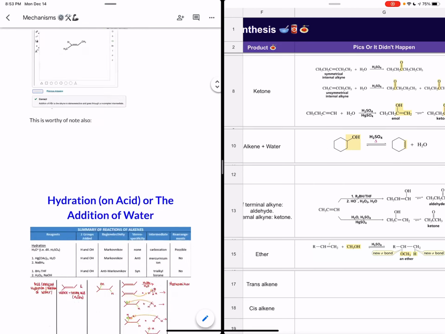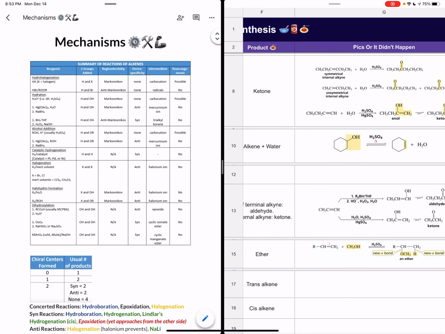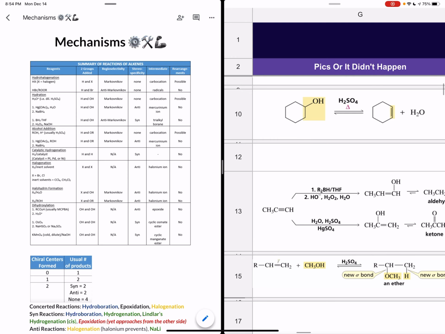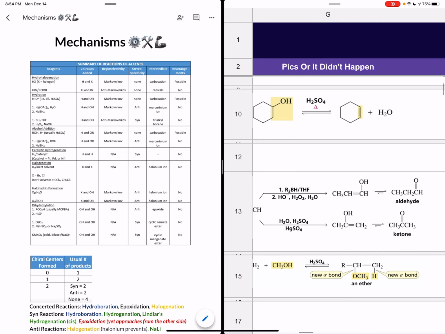Okay, and hydroboration, I think of like Borat, and he is going to be anti-Markovnikov, and he's going to syn a lot. So his stereospecificity is going to be syn. He's going to add to the anti-Mark spot. So if that is with a terminal alkyne, you are going to get an aldehyde. So that's the important thing. If you need to make an aldehyde, hydroboration oxidation is going to get you there.